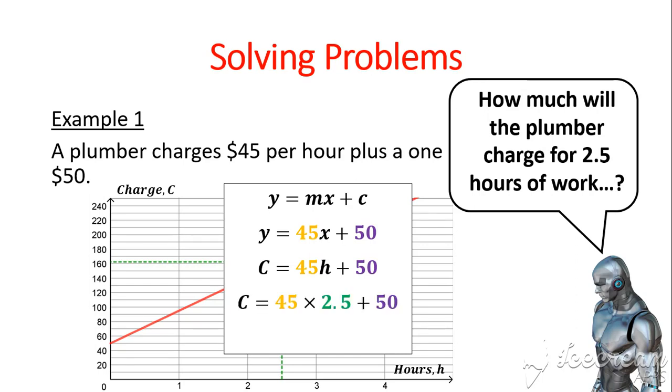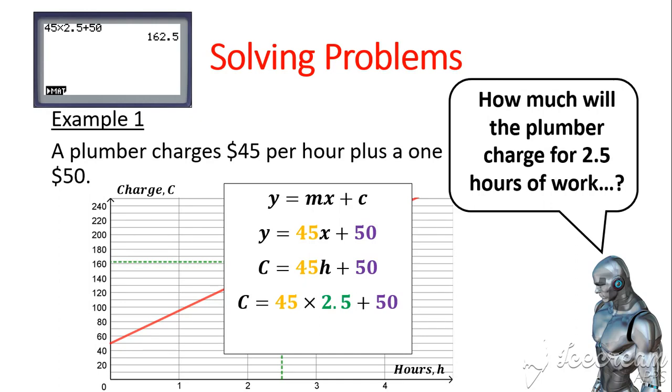Right, well now it's just a substitution. We're just going to take h equal to 2.5 and substitute it in for h. So the charge is equal to 45 times 2.5 plus the 50. So grab your calculator or your brain and go 45 times 2.5 plus the 50 and get 162.5. Now because this is to do with money, we're going to say $162.50. So you can see up here it was slightly above 160, but we know the exact answer is $162.50.